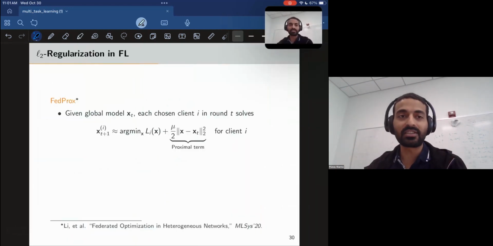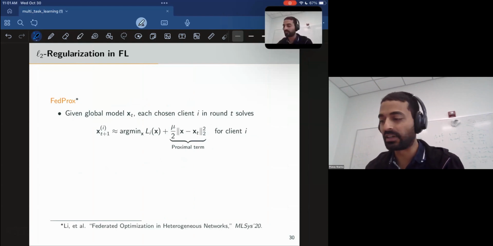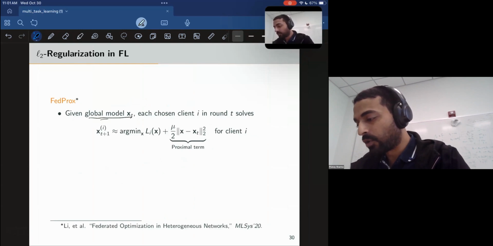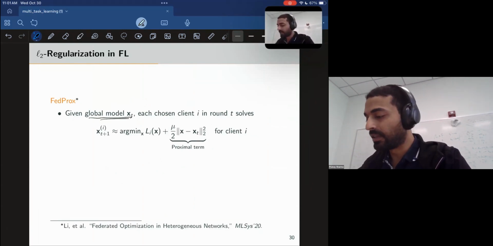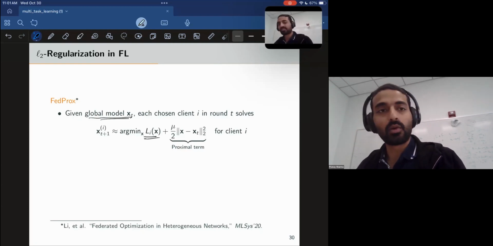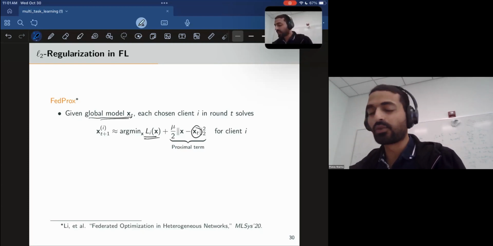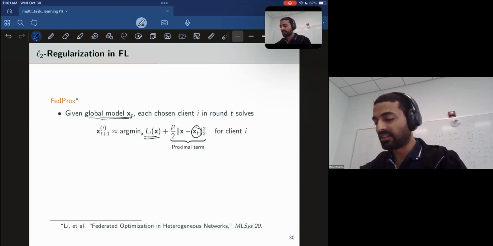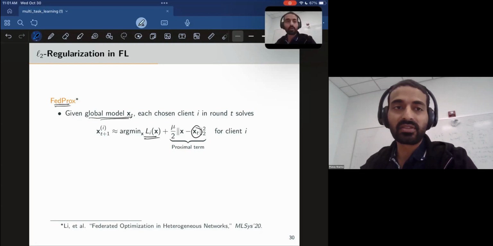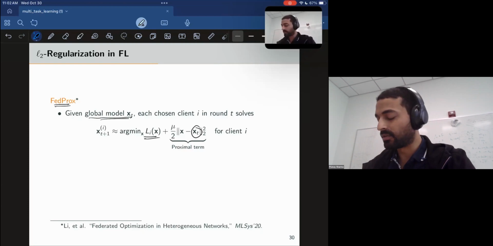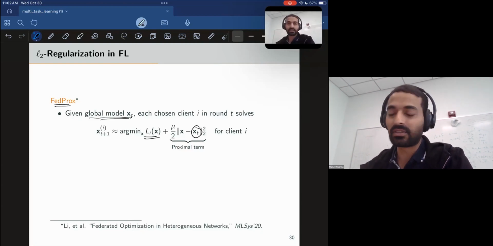Again, because it's such a simple idea, it has been explored in federated learning, of course. So suppose you have one global model at the server, XT, and then what each client does is it minimizes its local loss, but it tries to stay close to the global model, right? And this happens at every client. So it's a very simple idea. This algorithm is called FedProx, and it is quite well cited. The authors were from CMU. It's a simple, elegant idea which worked really well.